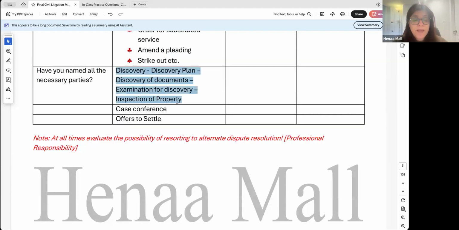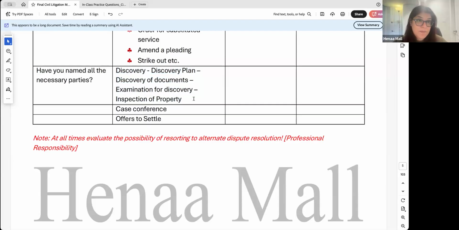So those of you who are planning to write in June 2026, you might have to study a lot from the new rules perspective. So that's what I'm saying. If you are somehow prepared for February, write your barristers in February. Otherwise, a lot of it is going to change. Case conference and offers to settle.